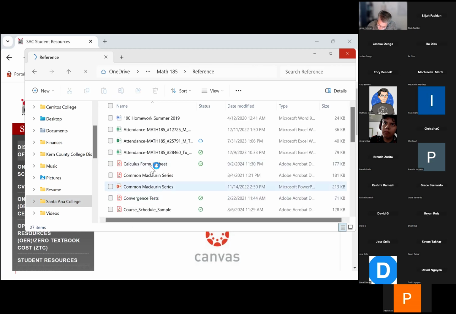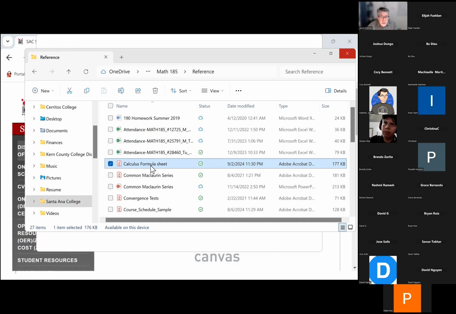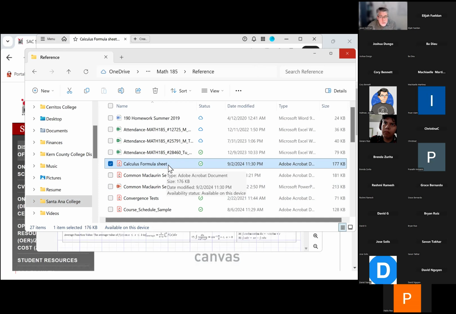So again, calculus formula sheet. You will be allowed to use this formula sheet on the exam, so just keep that in mind. Okay, I would print it off and keep it handy, you know, maybe just keep it with you at all times. You never know when you're gonna need to work on your math homework. So just, you know, I don't know, carry it in your pocket 24/7. That's what I do. I'm just kidding.